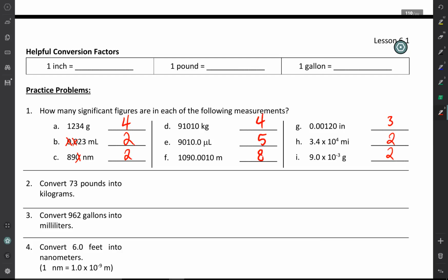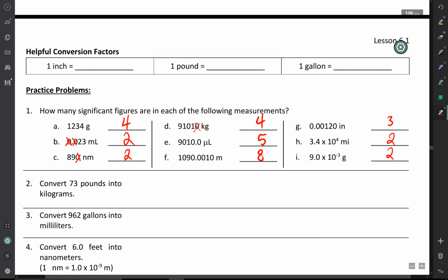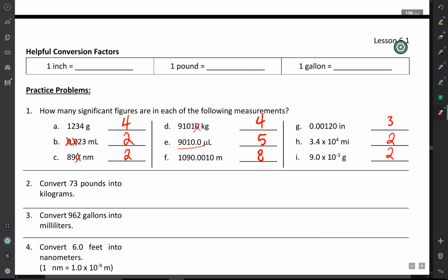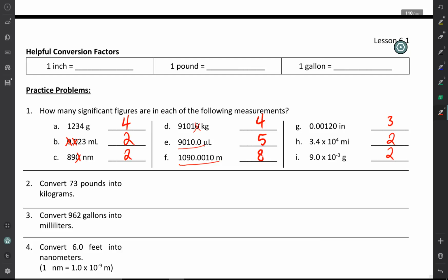All right, you can check your work against what I've got on the screen. Be careful with questions like letter D. This trailing 0 is not significant. There's no decimal point there to make it significant. However, it is significant in this measurement. All of those are significant. You've got the sandwich rule, and you've got zeros to the right of a significant figure where there are decimal points present. So all of those are significant.